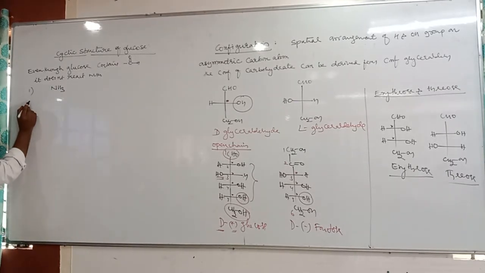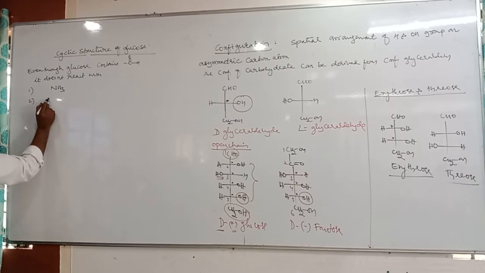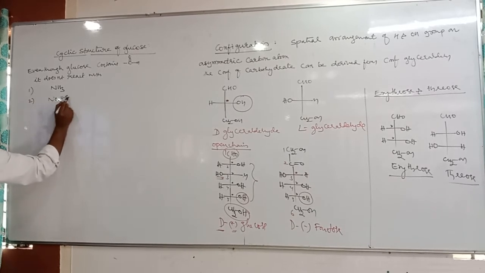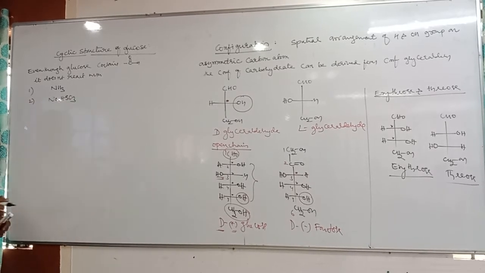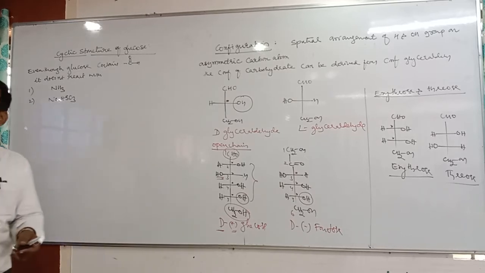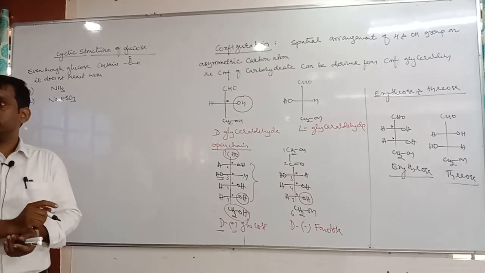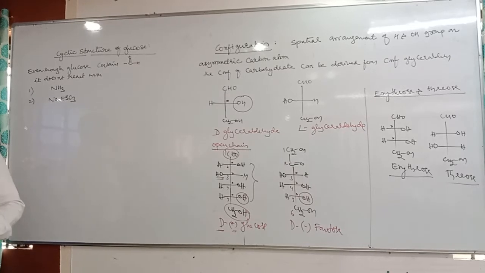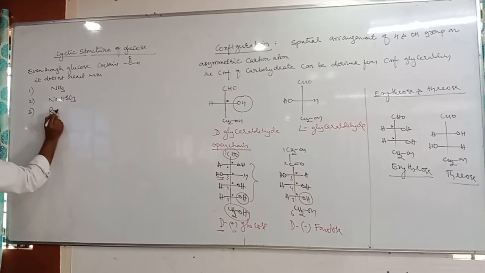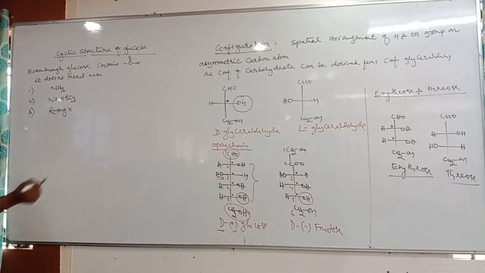Next, even though glucose contains an aldehyde group, it does not react with sodium bisulfite. Sodium bisulfite is one of the important reagents. All aldehydes react with sodium bisulfite. They form the corresponding bisulfite addition products. Next, third, it does not react even with RMgX. We know that aldehydes react with Grignard reagent, but here the aldehyde does not react with Grignard reagent.